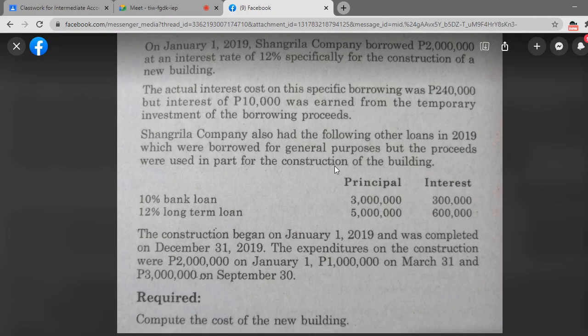Sige, so let's have Shangri-La Company. Shangri-La borrowed 2 million with 12% interest. This is specifically for the construction of the building. The actual interest cost on specific borrowing was 240,000, but 10,000 was earned from the temporary investment of the borrowing proceeds. Ibig sabihin, nagborrow siya ng 2 million.